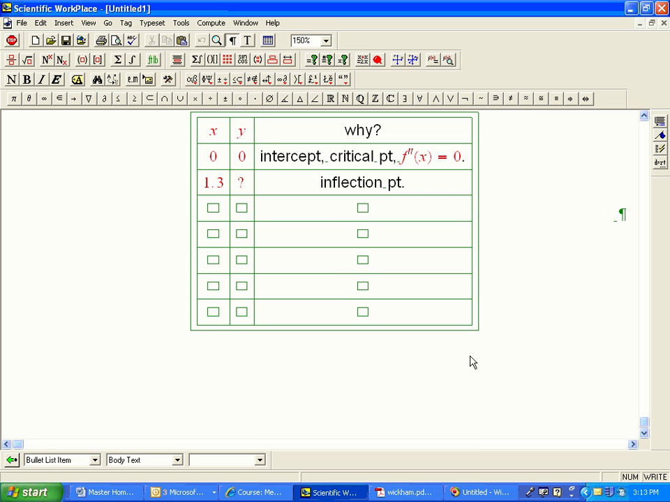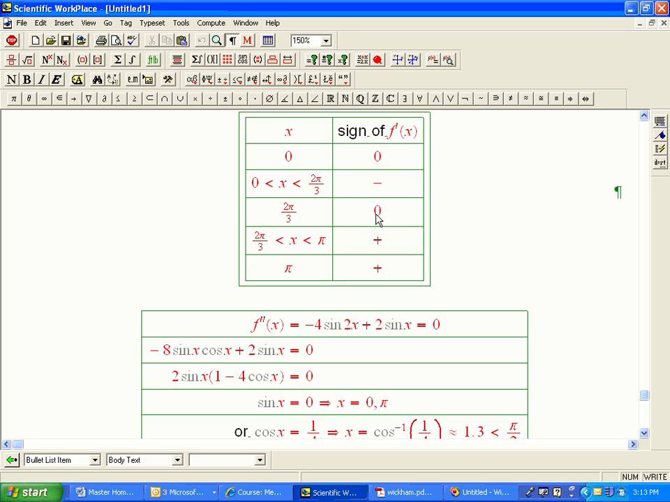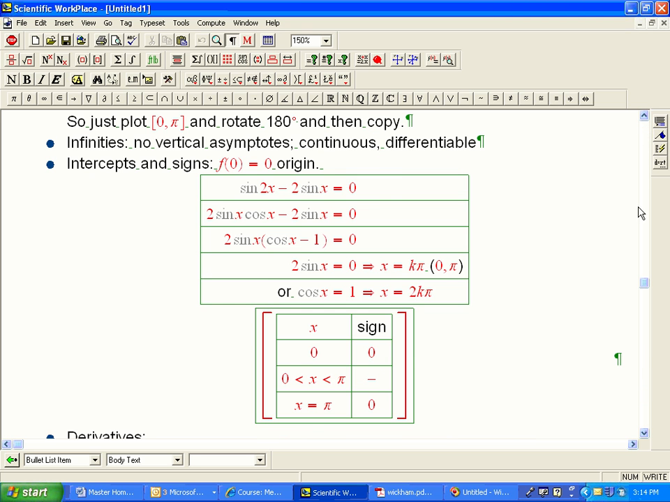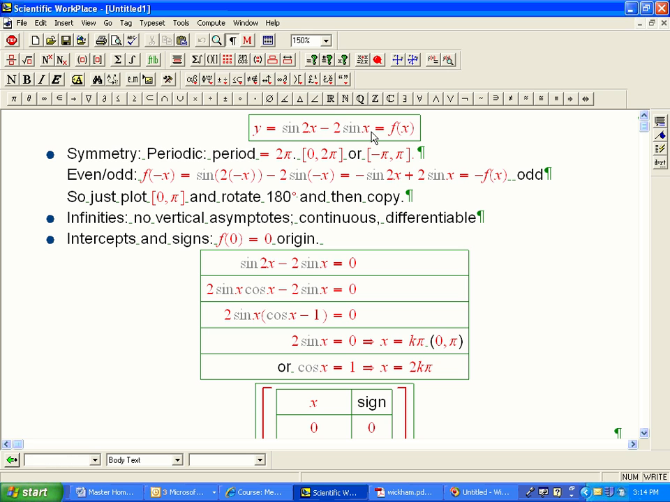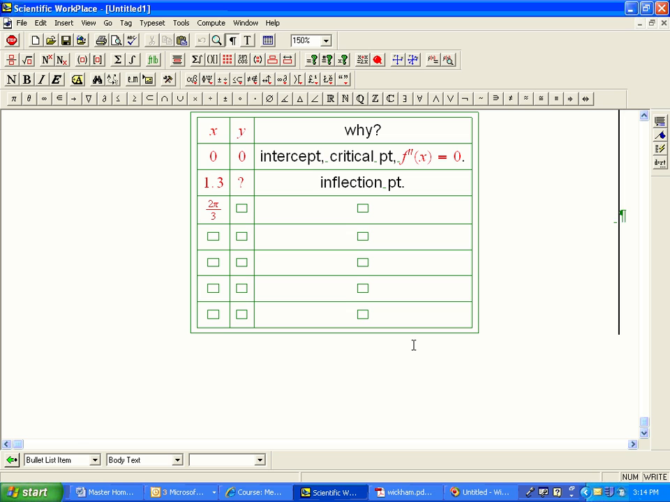The next interesting point is 2 pi over 3. Let's actually plot the y value for that. That's the local minimum. Minus, 0, plus gives us this local minimum. If we go back up to the function, let's copy that down as some scratch work. We're going to have 2 pi over 3, so sine 4 pi over 3 minus 2 sine 2 pi over 3. We could let the computer do that for us, but sine 4 pi over 3 is minus root 3 over 2.